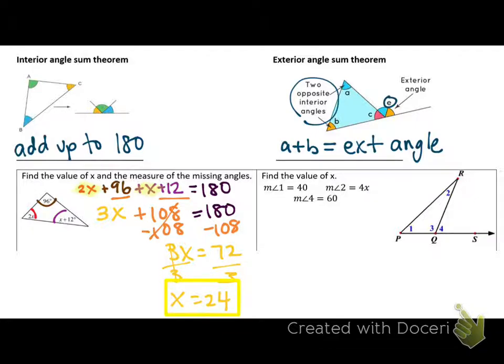How do we find the angles that are missing? You just plug them in. Yeah. 2 times 24 is 48. So it's one of them, and then the other one was just x plus 12, so 24 plus 12 is 36.